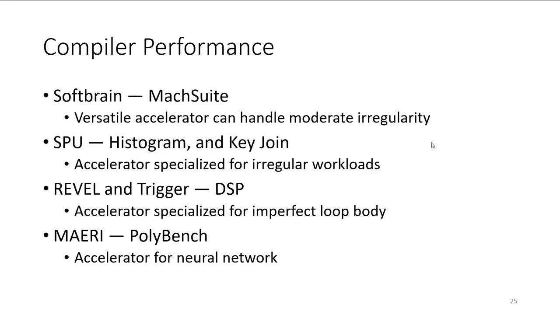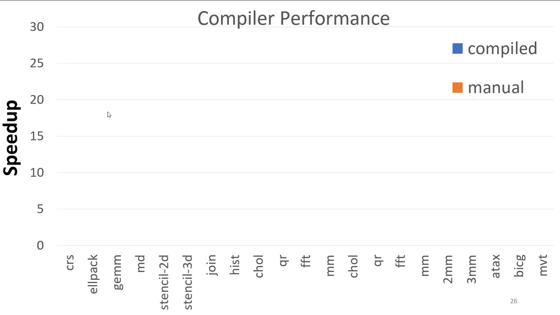We stress our compiler with 5 different architectures and 4 different sets of workloads. Softbrain runs on MachSuite, a benchmark suite for accelerator design. SPU runs on 2 microbenchmarks with irregularity, histogram and sorted key joining. REVEL and Triggered Instructions run on digital signal processing kernels, which are challenging because of their imperfect loop bodies. MAERI runs on dense linear kernels from PolyBench. Here are the performance results.